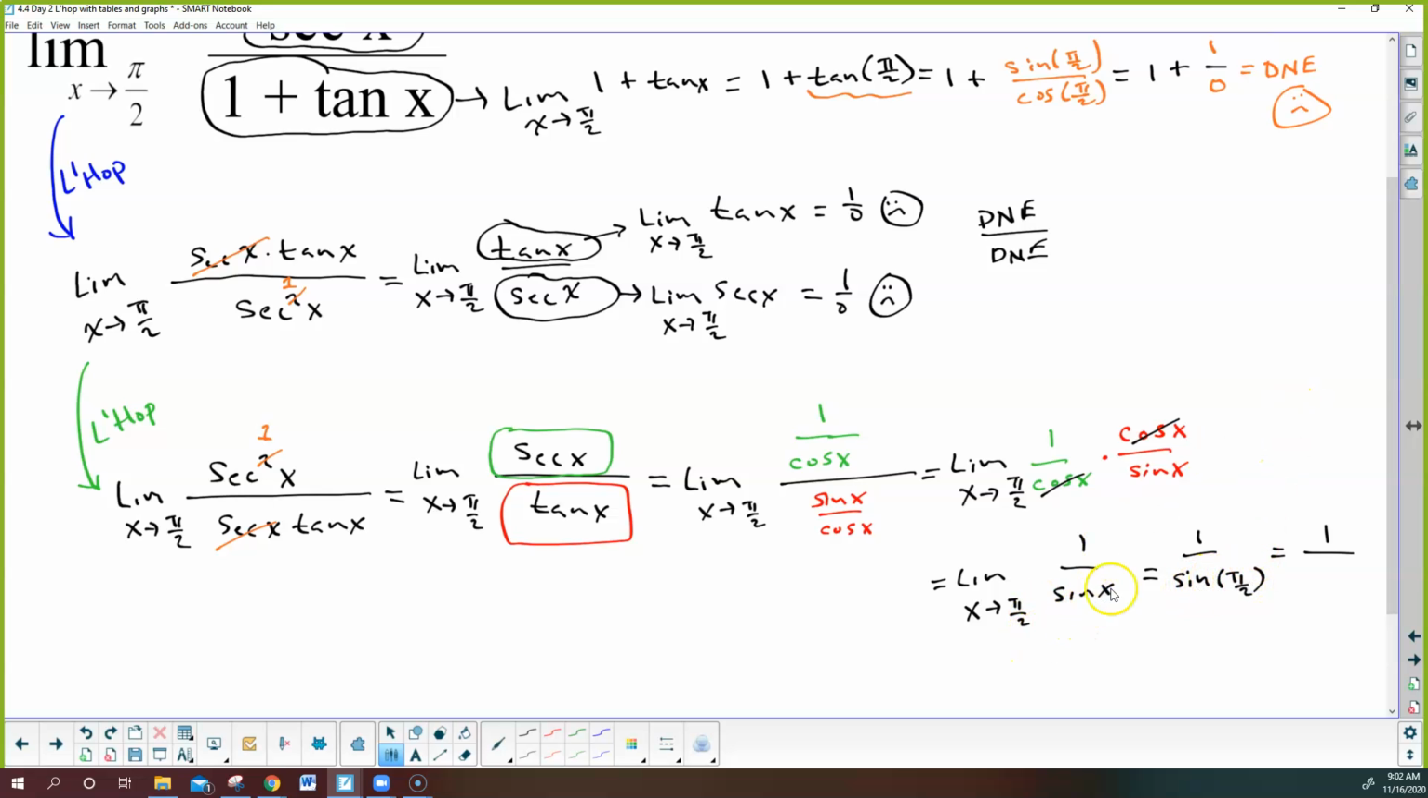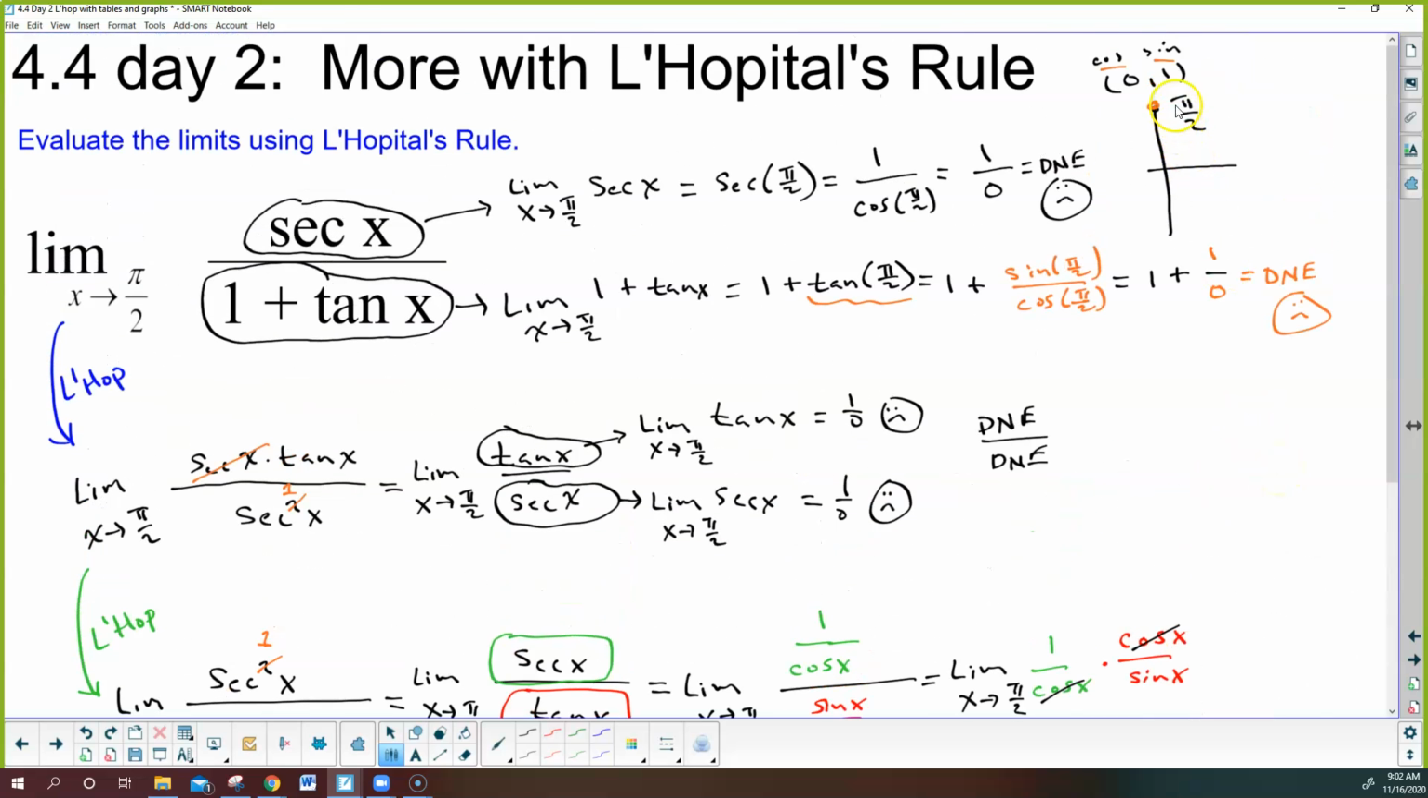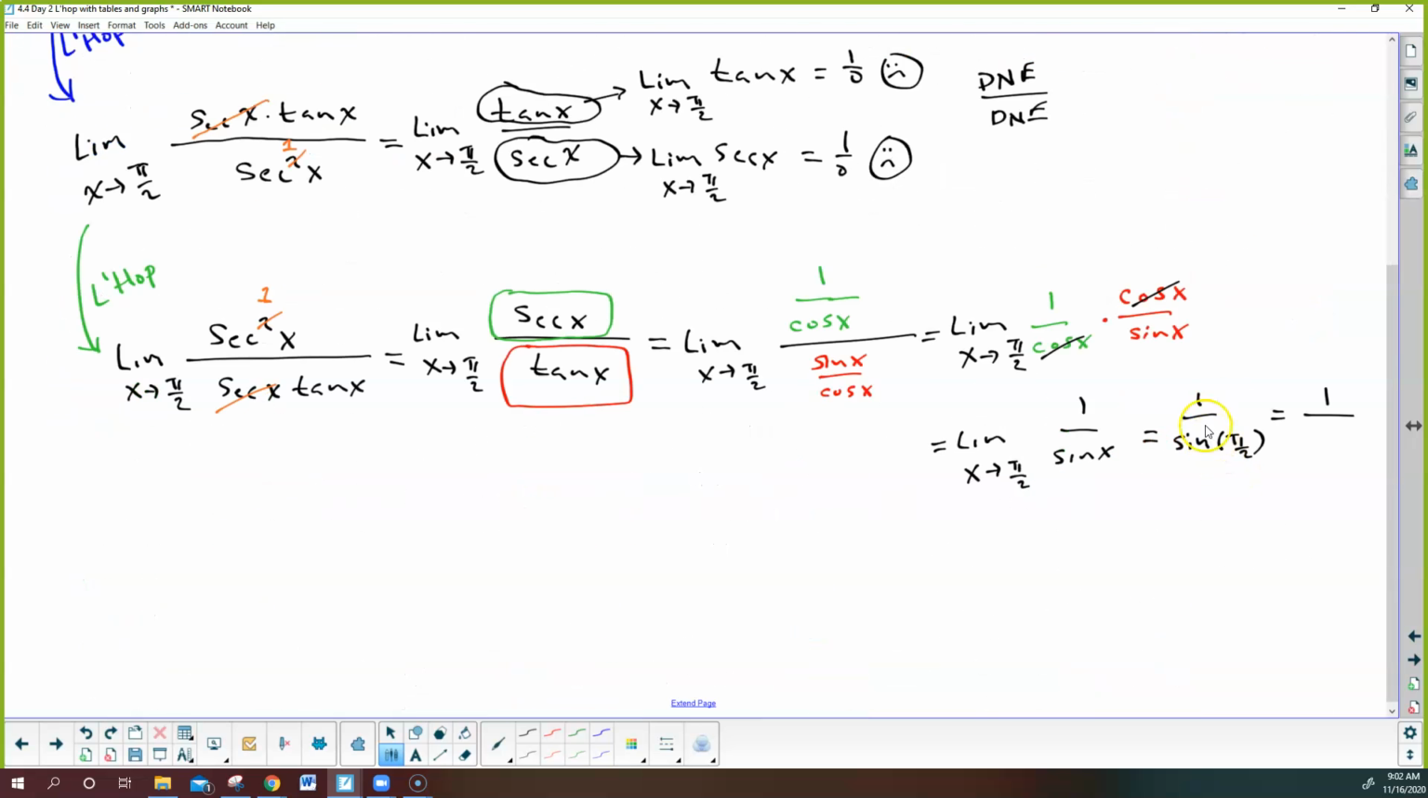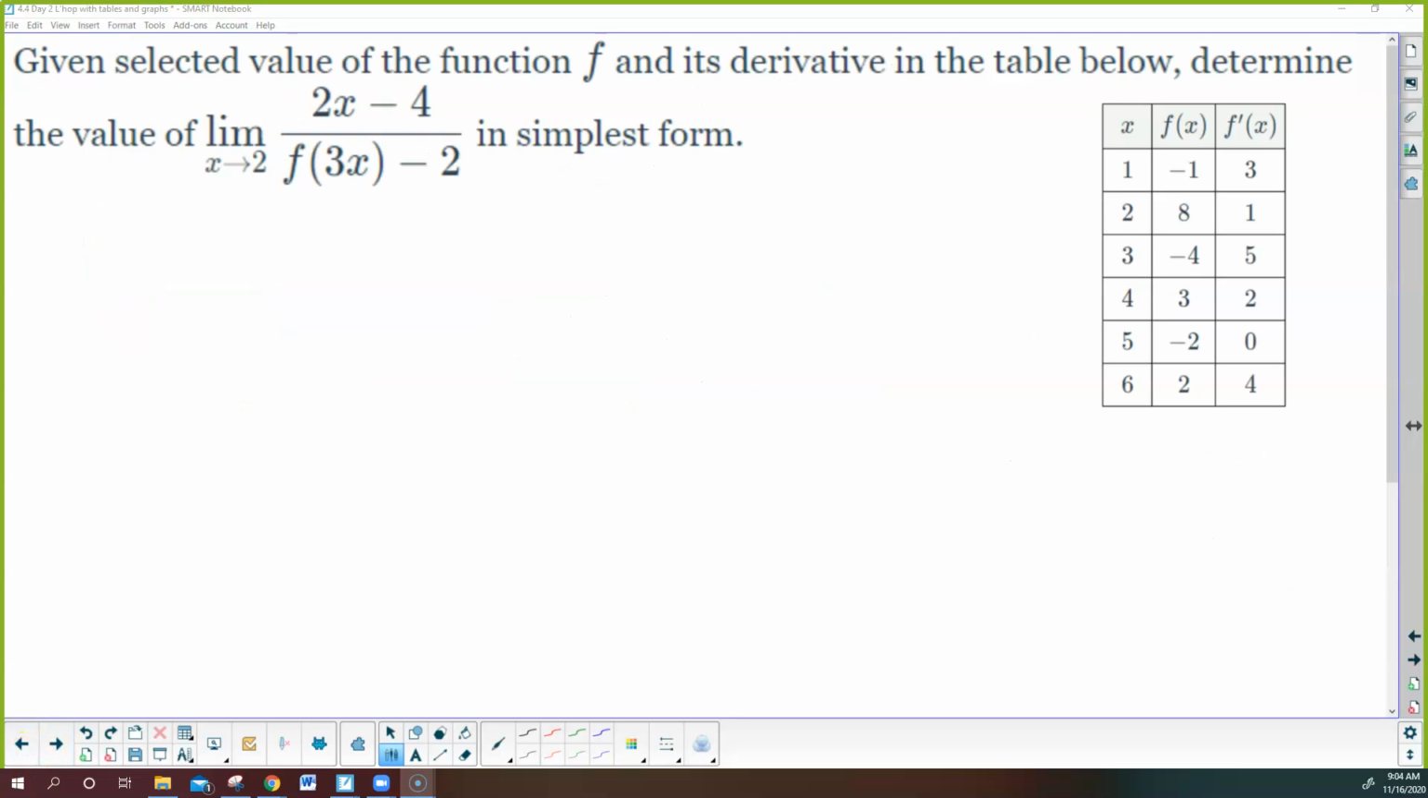So I'm going to plug in pi over 2 and see what is sine of pi over 2, which I have right up here. We know that sine of pi over 2 is 1. And after all that work, my answer was 1. Okay, so we are still doing L'Hopital's rule, and that kind of gives you a hint at which route we're going to approach.